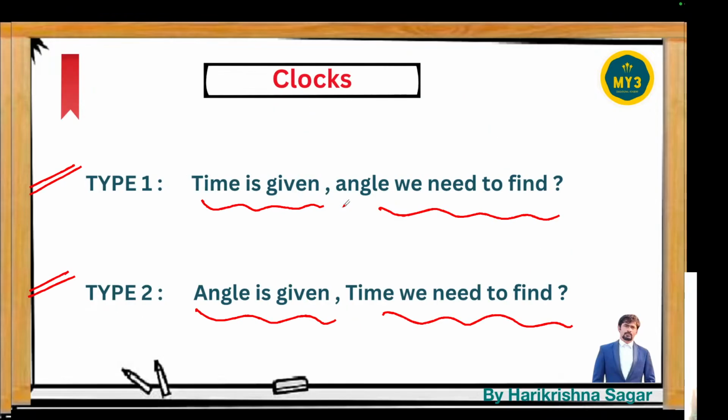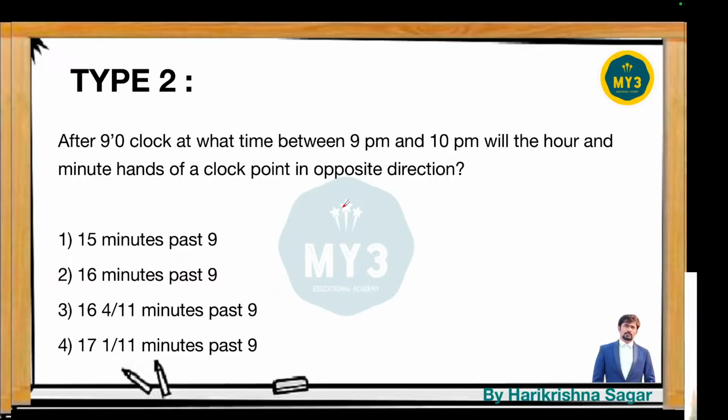The second type of question is, angle is given, we need to find out the time. You can just observe this question so that you will understand what this type is talking about. Between 9 p.m. to 10 p.m.